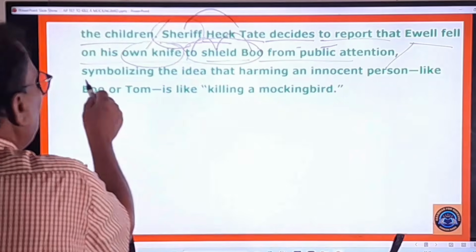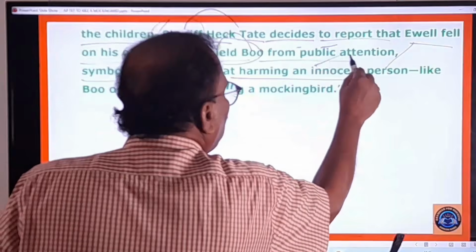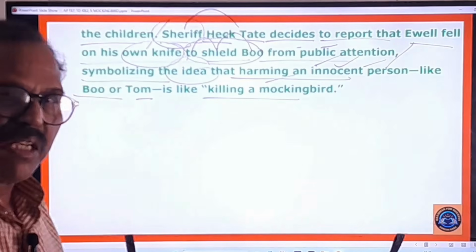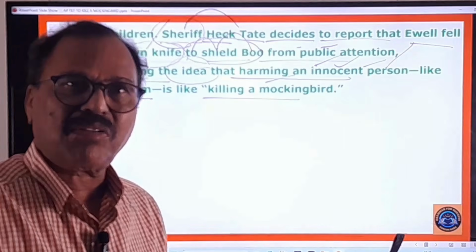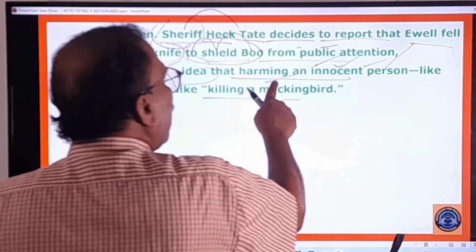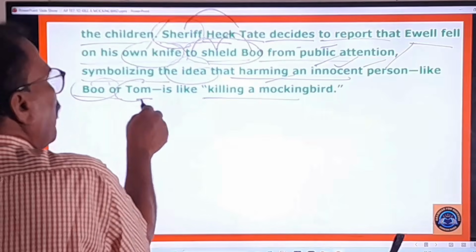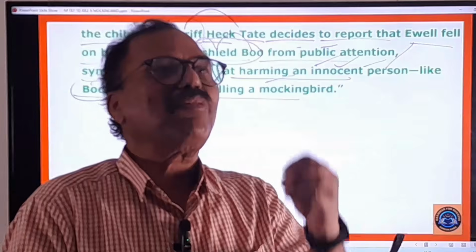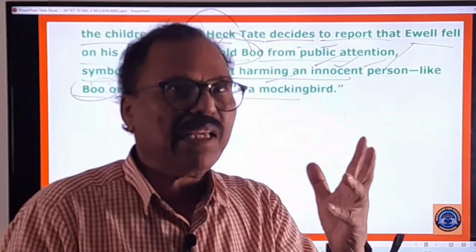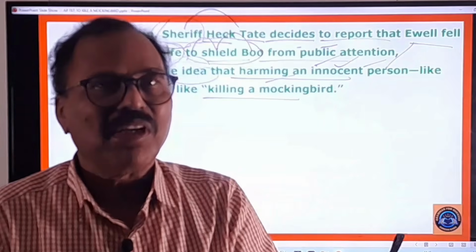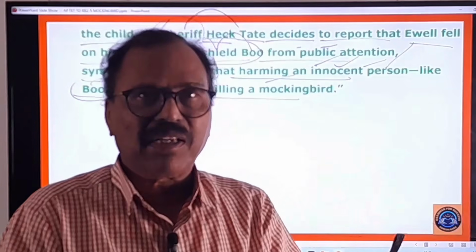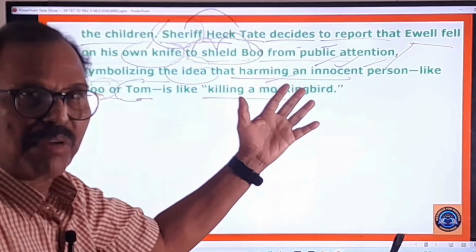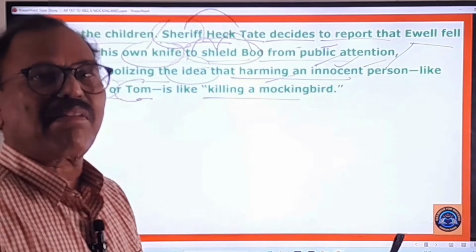symbolizing the idea that harming an innocent person like Boo or Tom is like killing a mockingbird. Boo Radley was an innocent person and Tom Robinson was an innocent person. A mockingbird is very small, very innocent. It can only sing and bring joy to you. If you are killing a good man, you are killing a mockingbird. If you are killing an innocent man, you are killing a mockingbird. So here this police officer saved this Boo because Boo was an innocent, good man.